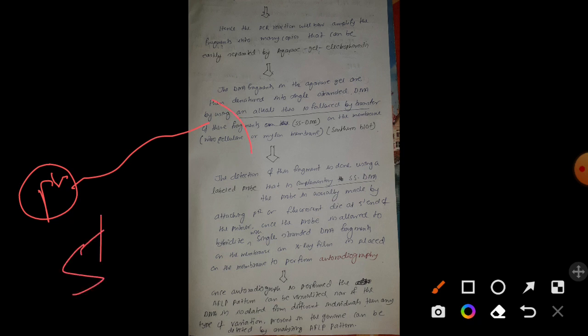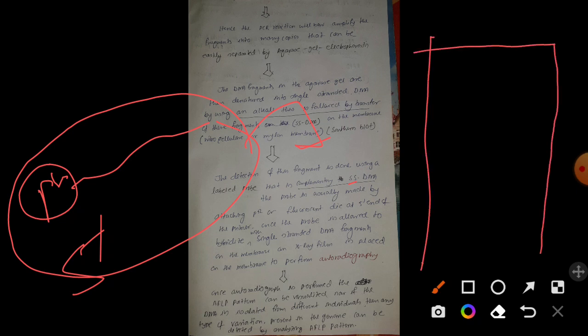Okay, now when we add the probe, this probe will hybridize with the single stranded DNA already present in the membrane. As a result, when we put an X-ray film on the membrane, we will get autoradiograms. By looking at the band pattern obtained in the autoradiogram, it is very easy to understand the DNA sequence variation between different individuals, right? And that is the idea of AFLP, right?